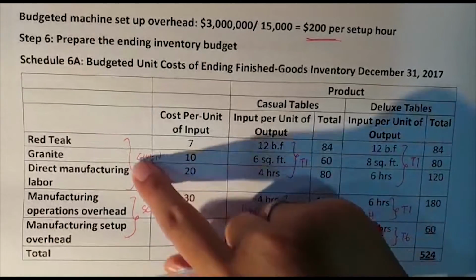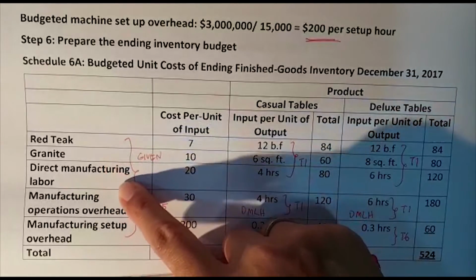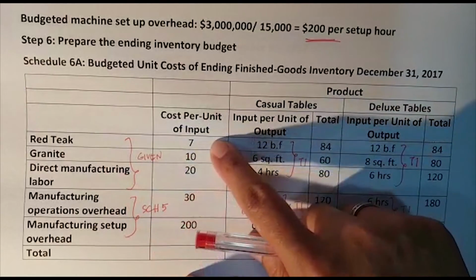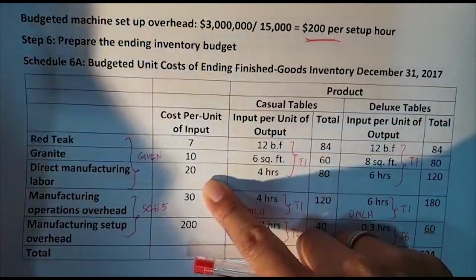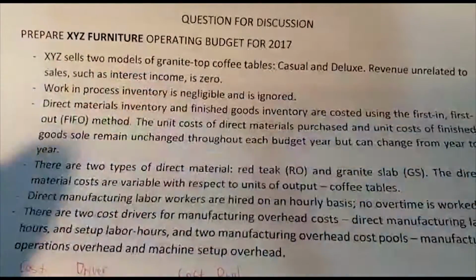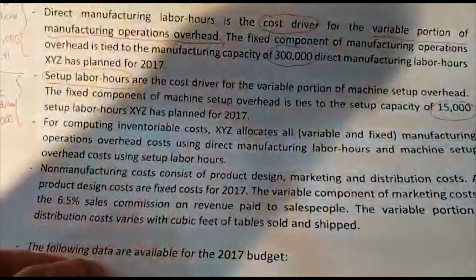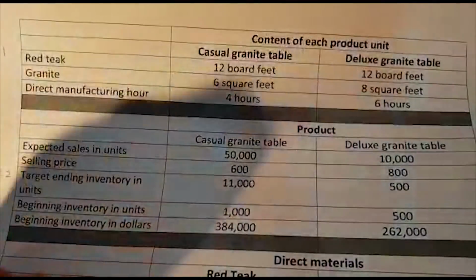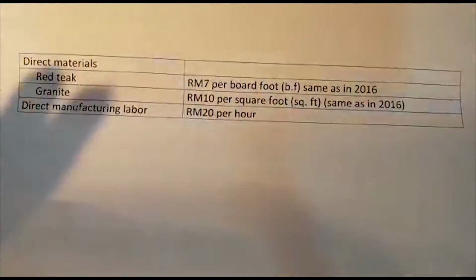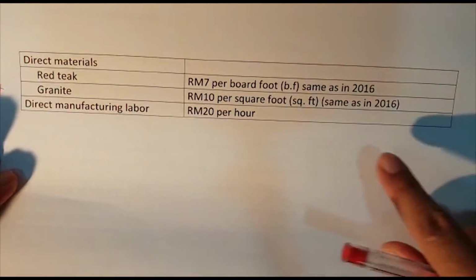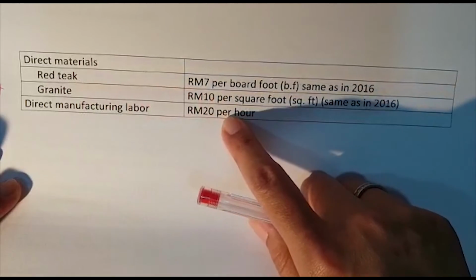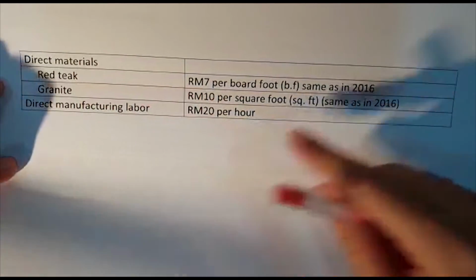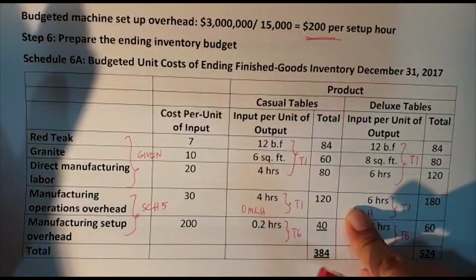As for this, for example, like red teak and granite and direct manufacturing labor, this information on 7, 10, 20 is actually given to us in the questions. So if we get back to the questions, okay, we can see here in table 4, as in the questions, the direct teak is 7, 10, and 20 per hour for direct manufacturing labor.